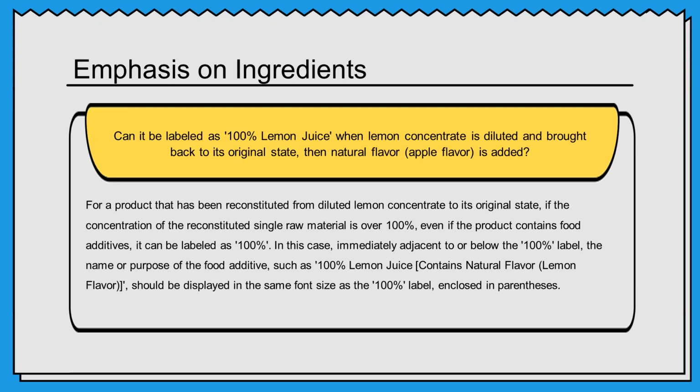This is about emphasis on ingredients. In the case of a product that has been reconstituted from diluted lemon concentrate to its original state, if the concentration of the reconstituted single raw material is over 100%, it can be labeled as 100%, even if the product contains food additives. In this case, it should be labeled as 100% lemon juice, and accompanied by parentheses, indicating the food additive's name or purpose, such as contains lemon flavor, etc.